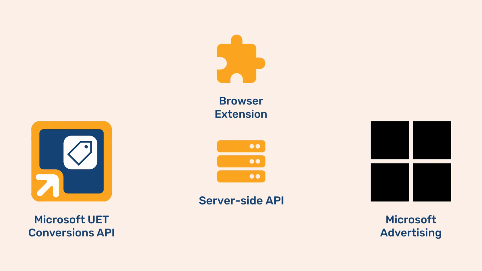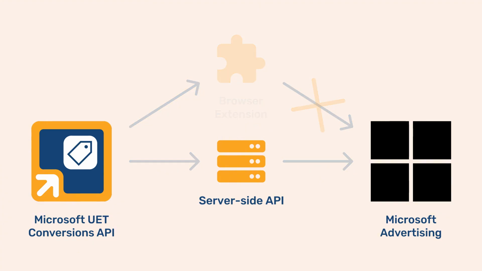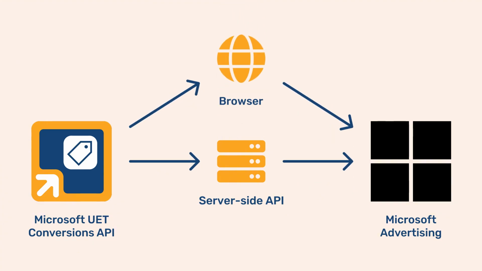When browser extensions block the UET tag script on your website and tracking data is not sent, server-side integration can provide data for these events. Thus, you obtain two ways for transferring data, which include event deduplication for more accurate event tracking.